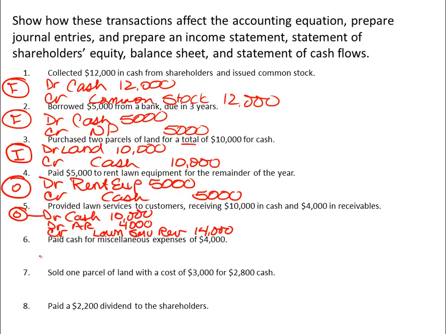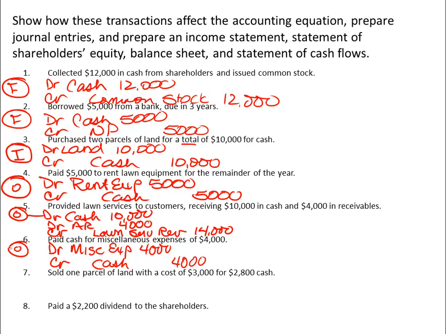All right, number 6. Paid cash for miscellaneous expenses, $4,000. Debit miscellaneous expense, $4,000. Credit cash, $4,000. Since cash flowed out to pay these expenses, an expense change is an operating activity.